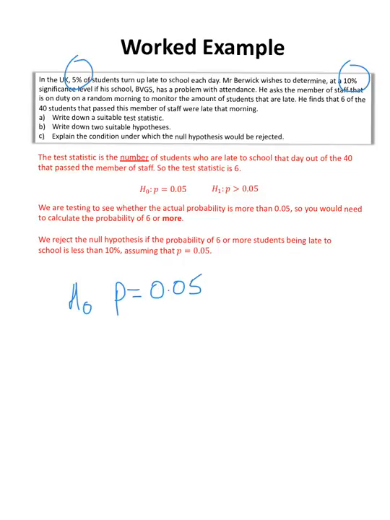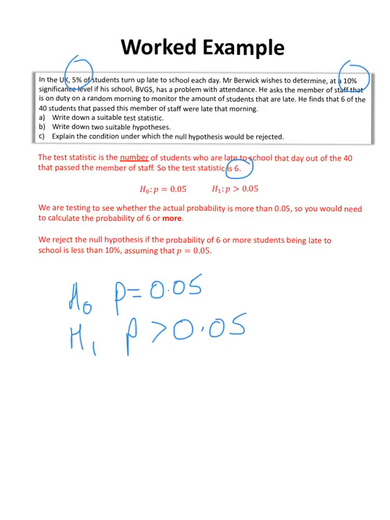So here is the number of students who are late to school out of 40. So the number who are late out of the 40 is our 6. That is our test statistic. Our null hypothesis, as I've said, is 0.05, so 5%. And he wants to see if he has a problem with that. So he wants to see whether the number who are late is actually greater than the study says, so greater than 0.05. So that's our alternative hypothesis.